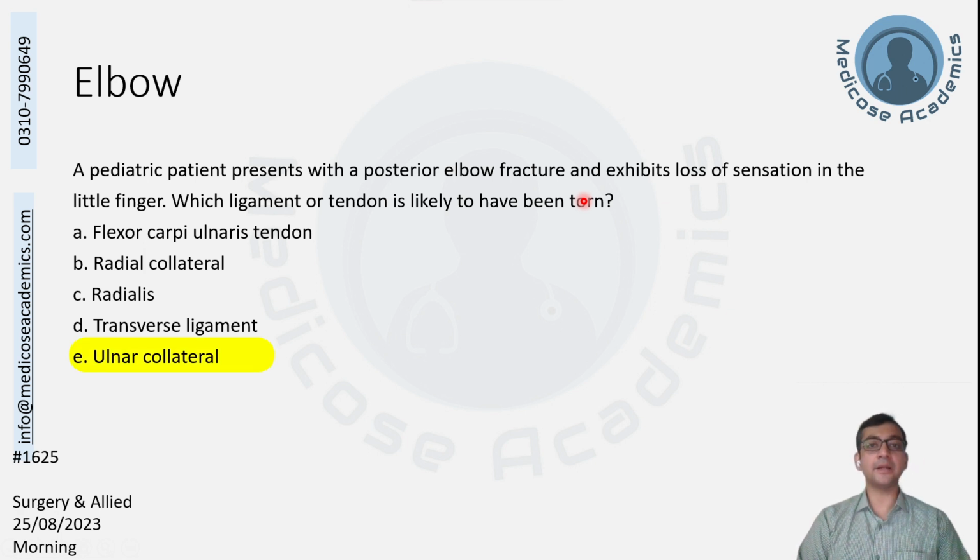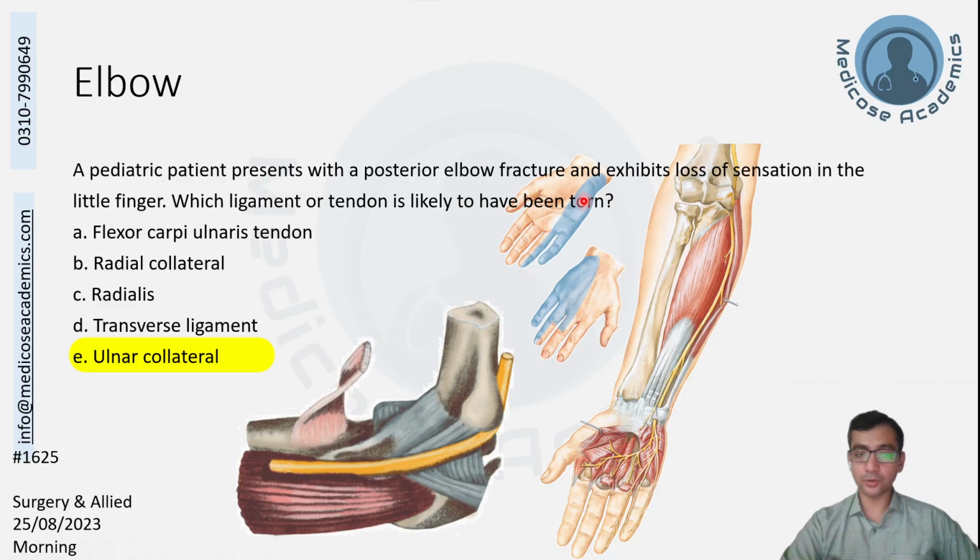Flexor carpi ulnaris tendon. Flexor carpi ulnaris, it's a very important one. Let me get back and show you the ulnar collateral ligament, and then I will get back to the flexor.